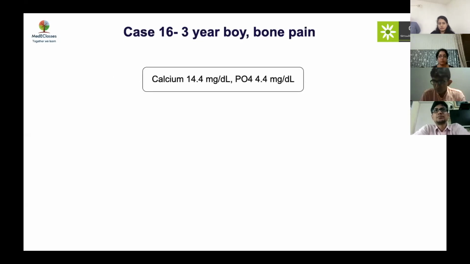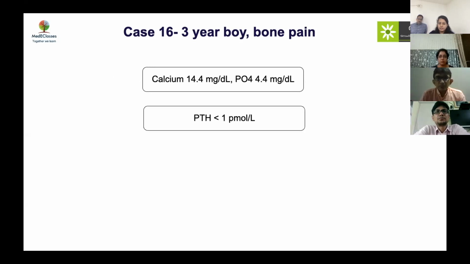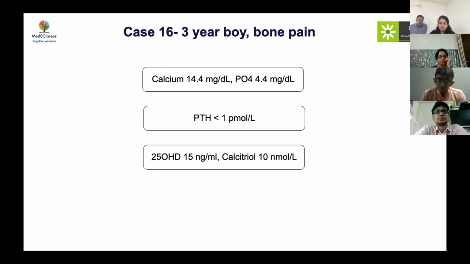A 3-year-old boy presented with bone pain, and the routine calcium profile was done, which showed a calcium level of 14.4 and phosphorus was normal, and PTH was undetectable. On further investigation, we found that 25 OHD level is sufficient, but calcitriol level is also low. So now we have high calcium with no PTH, no vitamin D. So where is the calcium coming from in this case?